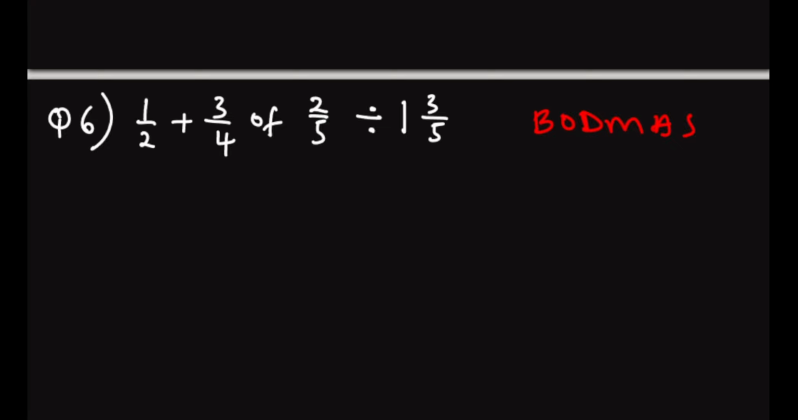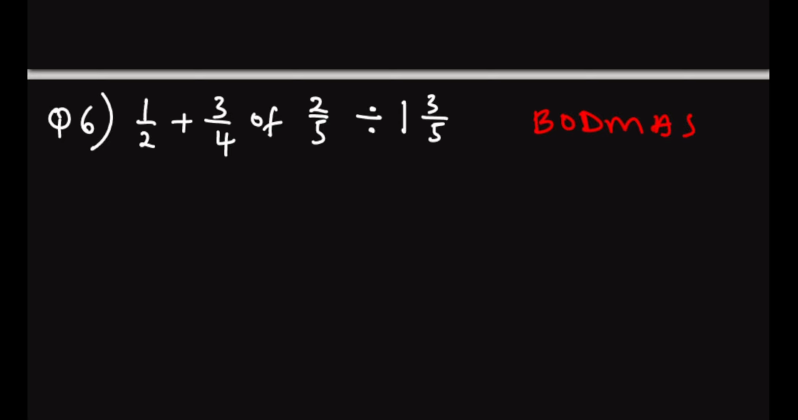So example 6, we have this fraction here to simplify. Like I always encourage you, try and pause the video, solve the question, then you compare your answer later and get to know where you made the mistake or what you did right. So 1 over 2 plus 3 over 4 of 2 over 5, we are going to simplify this.